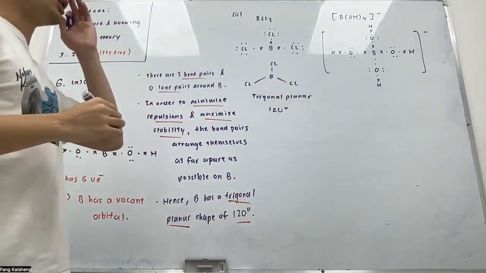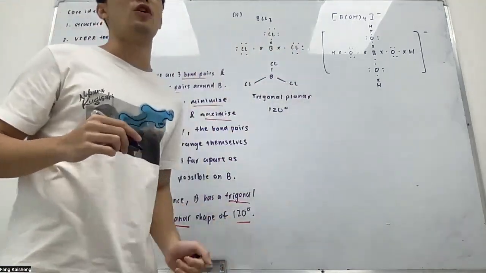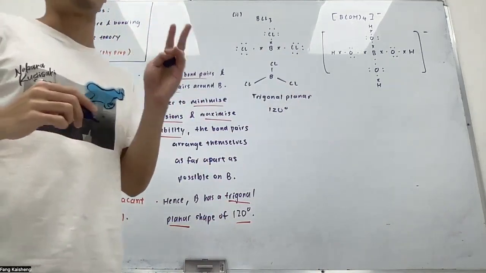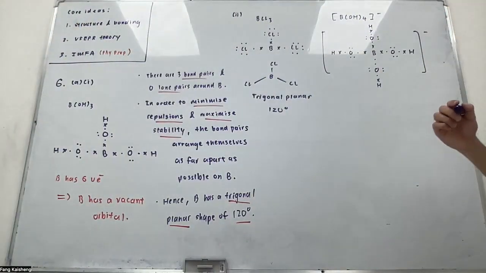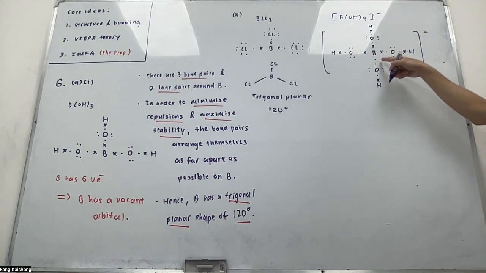Now, the special thing over here is for BOH4 minus. Currently, we have two central atoms. Guys, let's look at boron first. Can I ask you all, boron has what shape? Okay, what's the shape around boron?